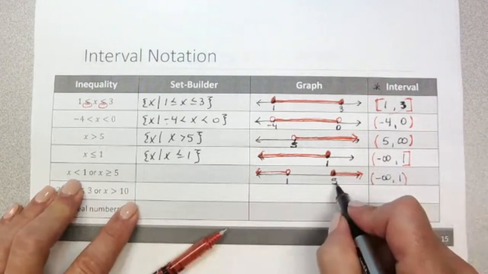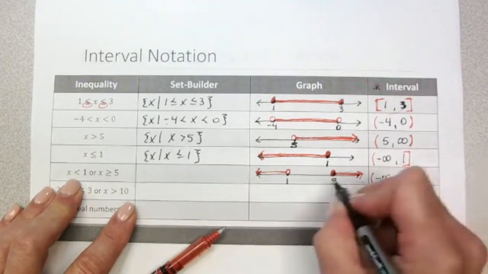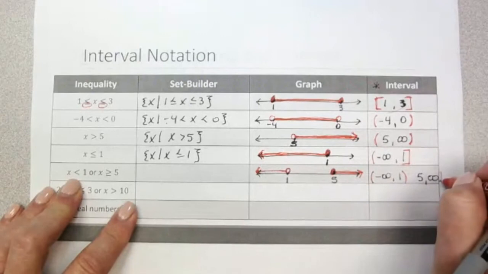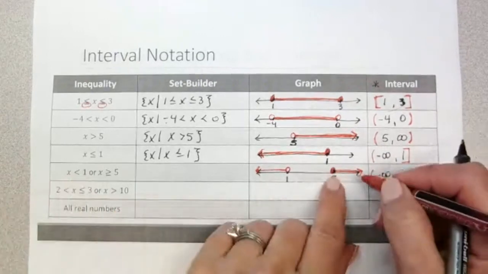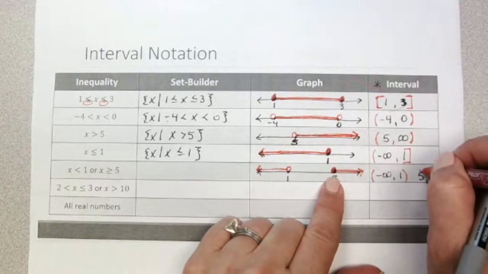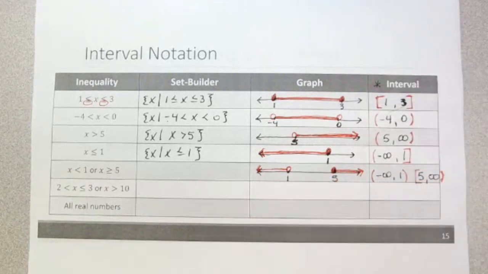Our second interval is going to be everything greater than 5. My lower boundary is 5. I don't have an upper boundary, so that would be infinity. I always have a parenthesis by infinity. Here we can include our 5. It's greater than or equal to, the closed circle. So I'm going to put a square bracket there. And I have to do one more thing.